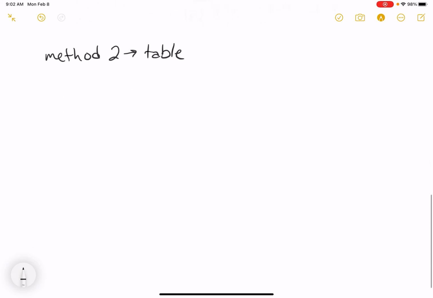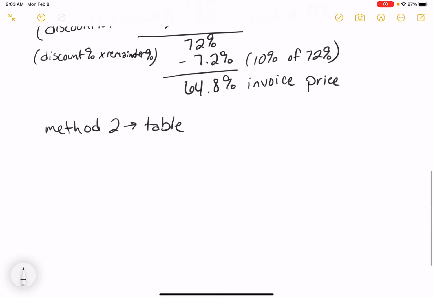Okay, so with method 2, you just go to the table. So if we're still looking at 20%, 10%, and 10%, we have to match up our percentages on this table. So we would go to 10% and 10%, and then over to 20%. 0.648. Same answer, 648. Okay, the only tricky part about the table is sometimes the first two numbers are on the rate. Sometimes it's the second two numbers. It just kind of depends. Okay, but the table's pretty easy too.